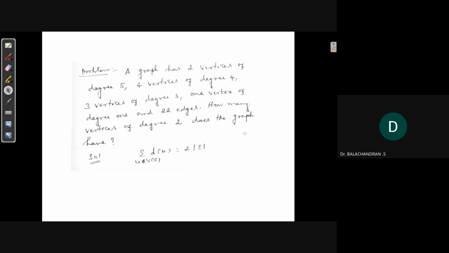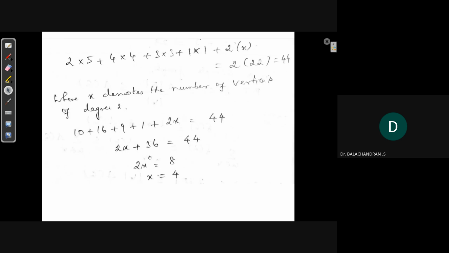So x equals 4. X denotes the number of vertices of degree 2. This is the answer.